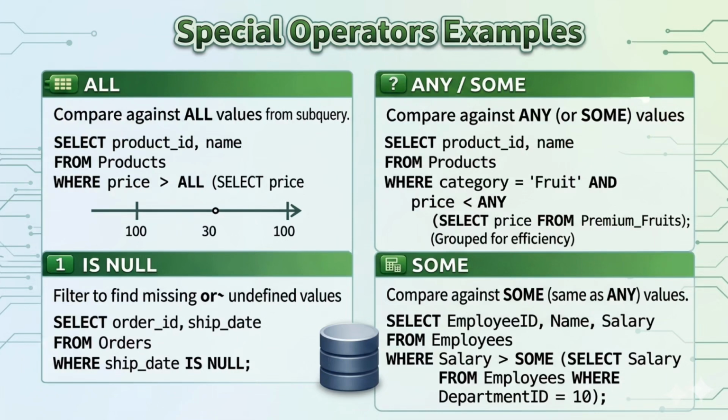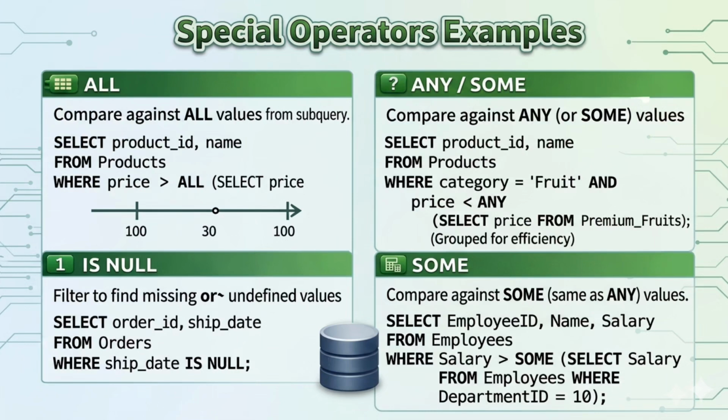Next, we have ANY, also known as SOME. This operator compares a value against any value in a subquery. In this example, we filter products where the price is less than any price from premium fruits, meaning even one matching condition is enough.